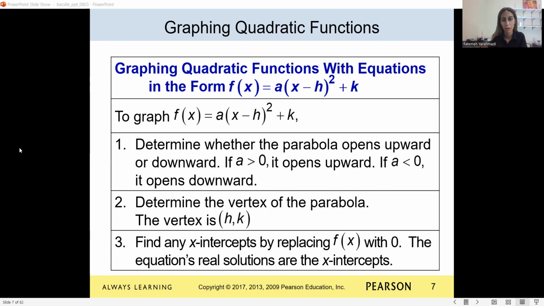Make sure to identify the vertex. Again, the vertex is either the highest point or the lowest point, (h, k). Next, as you remember, you need to find the x-intercept, the point of intersection with the x-axis, and you can also find the y-intercept. These points help you to graph a quadratic function graph that we call a parabola.